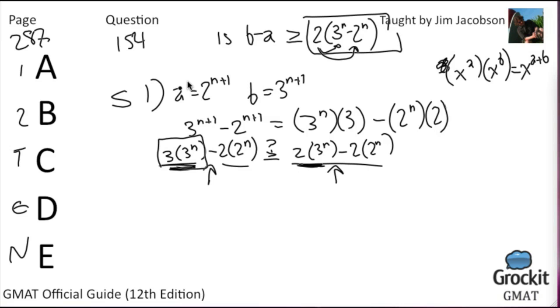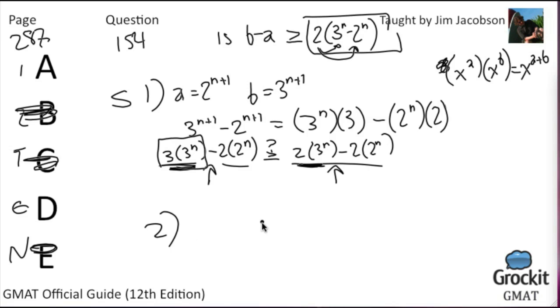b minus a, once we were given values for b minus a, in terms of the original 3 to the n minus 2 to the n, b minus a is at least, and is basically greater than 3 to the n minus 2 to the n. So statement 1 is sufficient. We can get rid of B, C, and E.